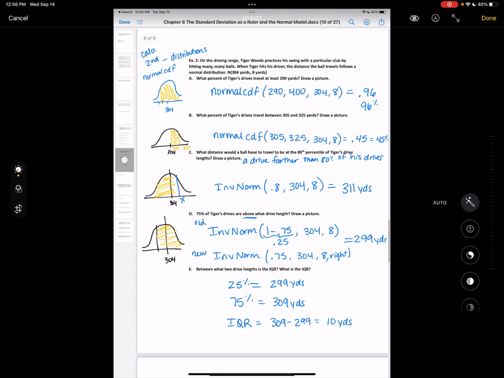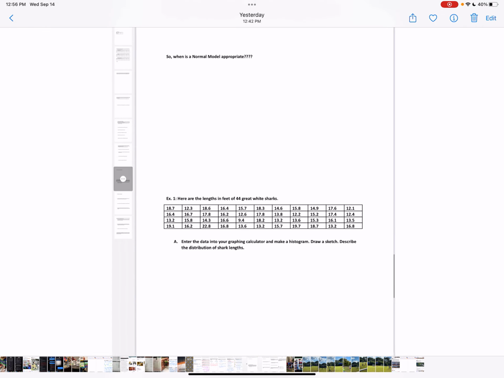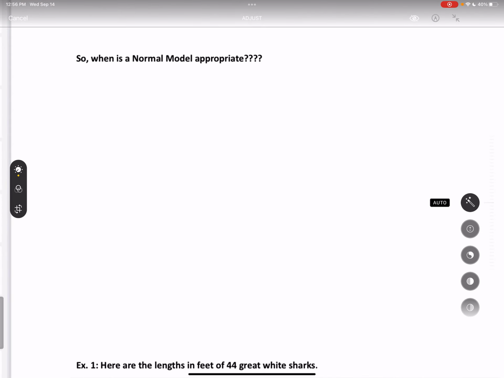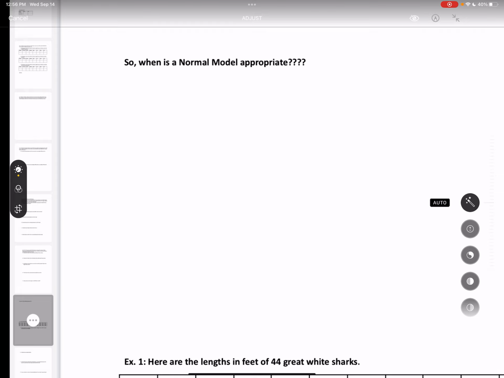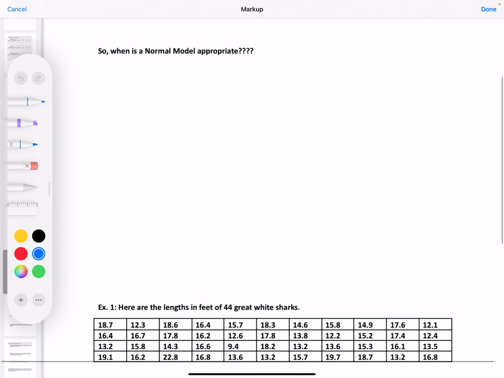We gotta answer the question. So when is a normal model appropriate? Oh, I was like, what do you mean we have to answer the question? I think that's all that's on that page. All right. So when is a normal model appropriate? That's a great question.